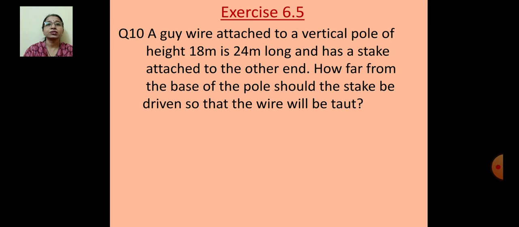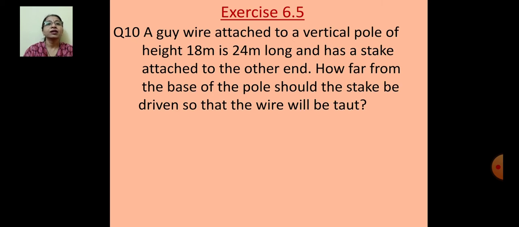So let us continue with the same exercise 6.5, question number 10. A guy wire attached to a vertical pole of height 18 meter is 24 meter long and has a stake attached to the other end. How far from the base of the pole should the stake be driven so that the wire will be taut?